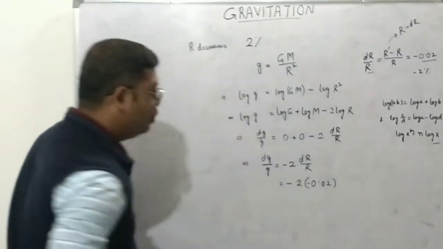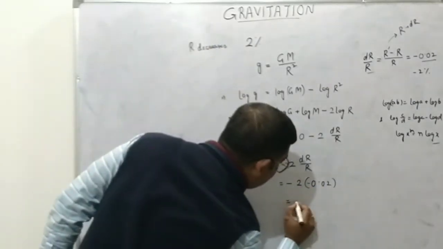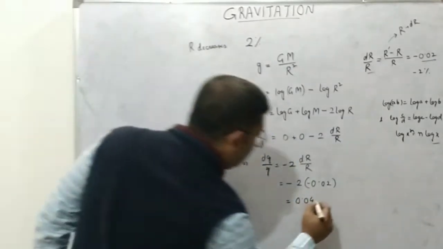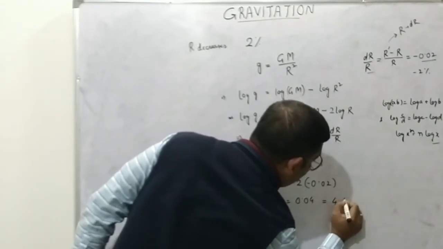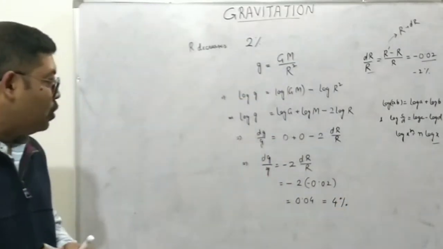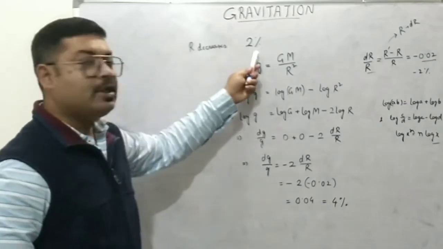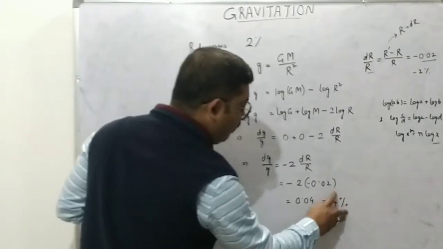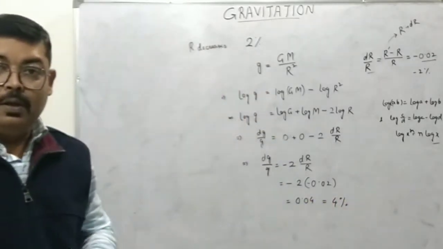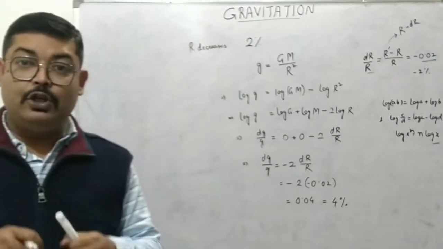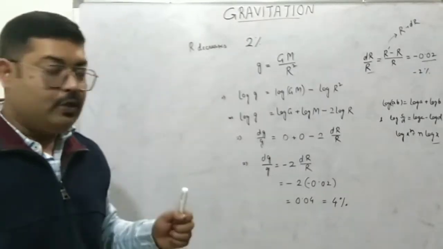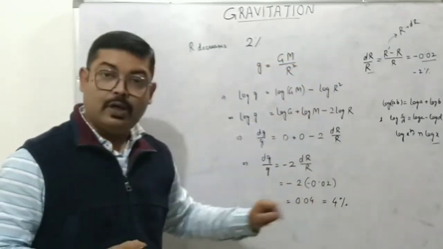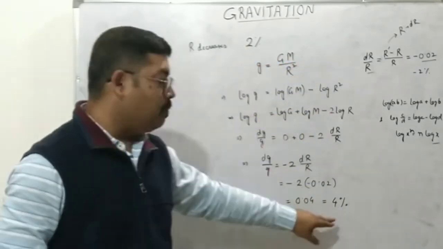Sorry, minus 0.02. Which will mean that this will be equal to 0.04 plus 0.04, or if you express it in percentage, that will be 4%. So what we have seen is that r decreases by 2%, acceleration due to gravity will change by 4%. However, it's a positive term. The final value is positive, which means that acceleration due to gravity will increase. You will need to note this particular point, that if radius increases, keeping the mass constant, acceleration due to gravity will increase. In this case, by 4%.